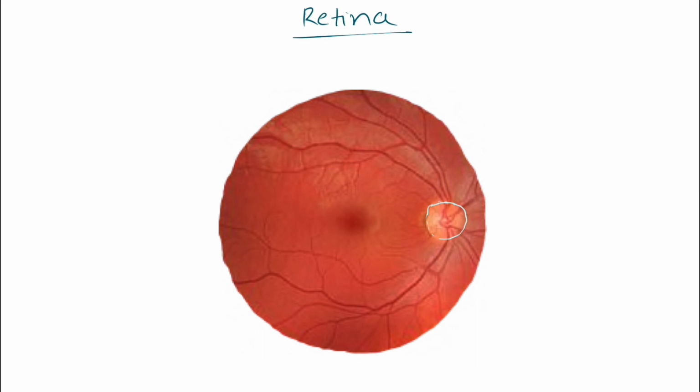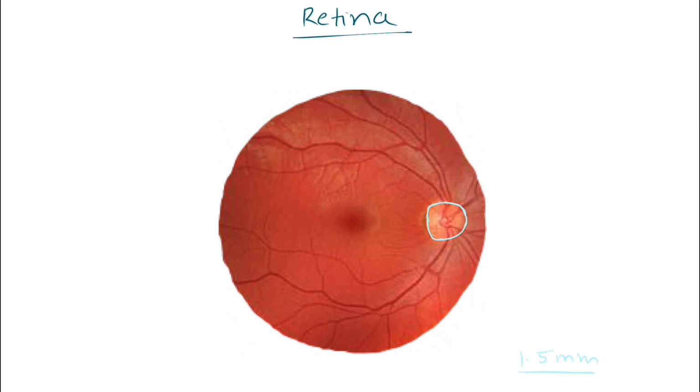This one is your optic disc. What is this? Optic disc is the first part of the optic nerve. From here the optic nerve starts. The diameter of the optic disc is 1.5 mm.